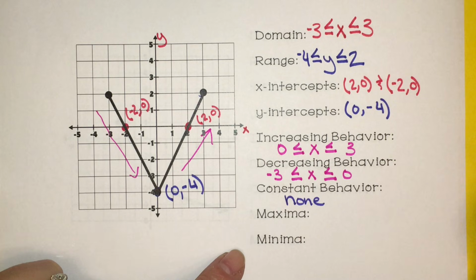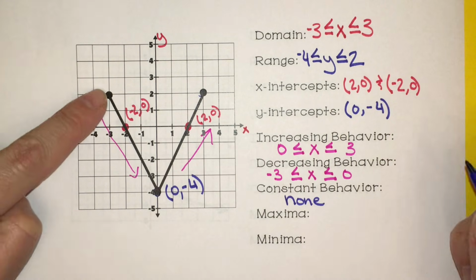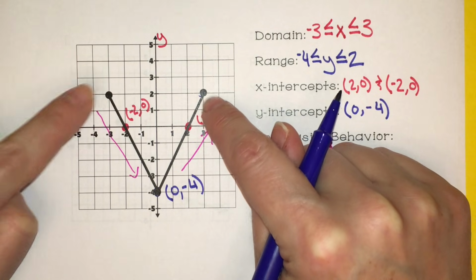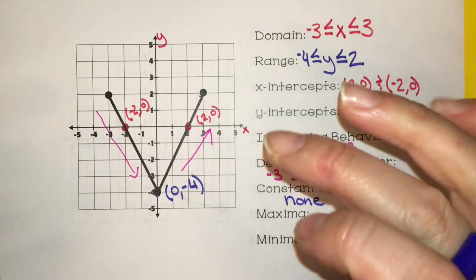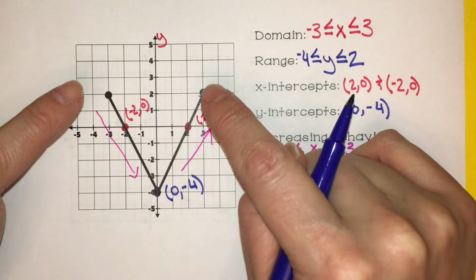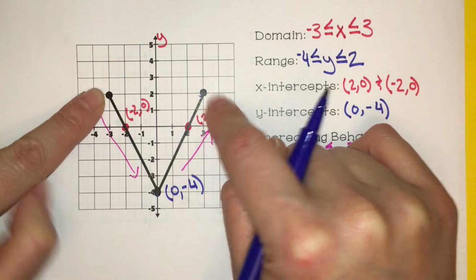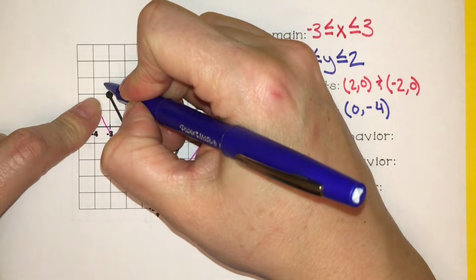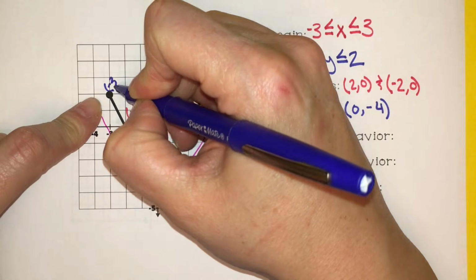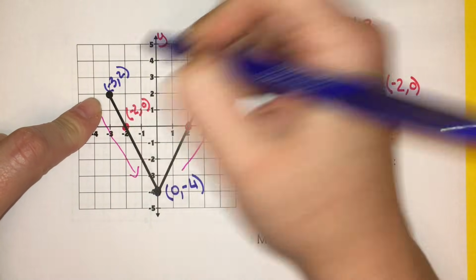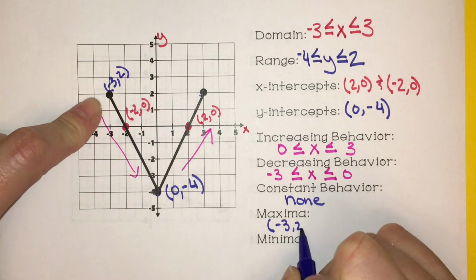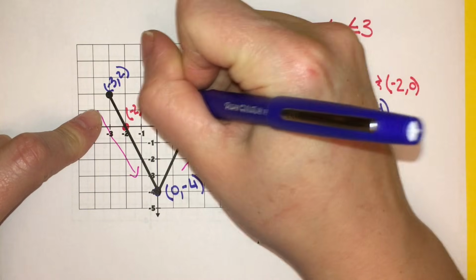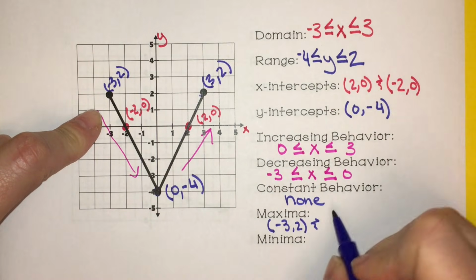Maxima, so our largest points. We actually have 2 maxima. If my graph continued going up, they would not be considered maxima because the graph stops. They are maxima. So you're just going to write down the coordinates. This one, x is -3, y is 2. And another one, here x is 3 and y is 2.